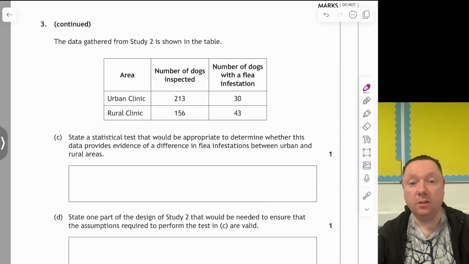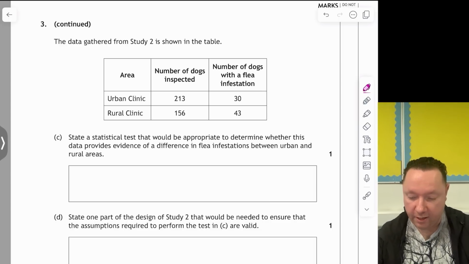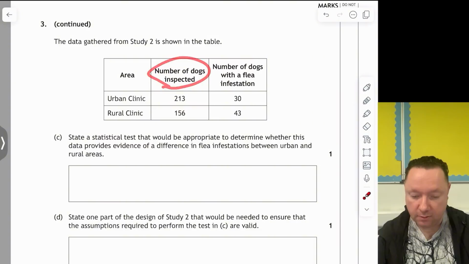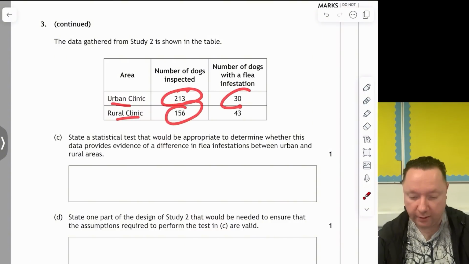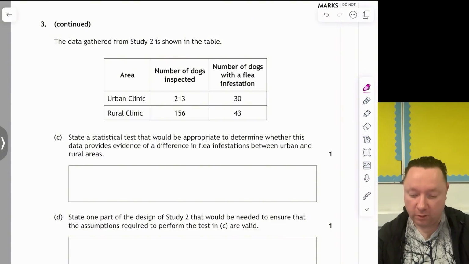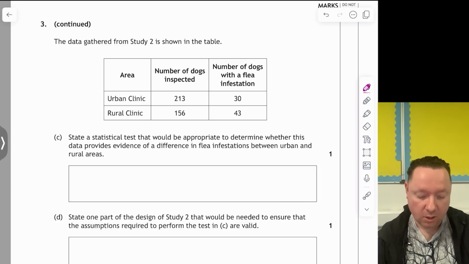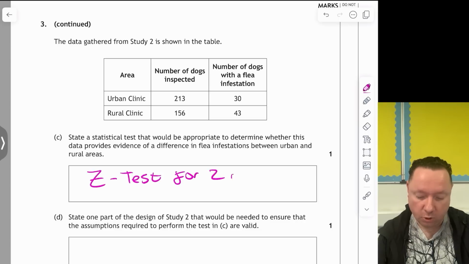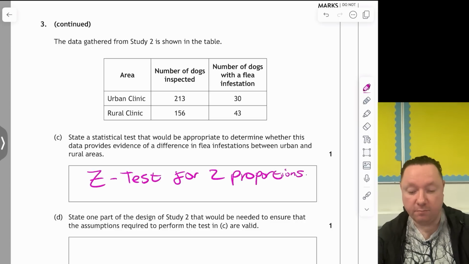The data gathered for study 2 is shown in the table. So we've got area, number of dogs inspected, number of dogs with a flea infestation, urban, rural, and then just the totals here and here and here. State a statistical test that would be appropriate to determine whether this data provides evidence of difference in flea infestations between urban and rural areas. There is only one test that is appropriate for categorical data, which is what this is, and it's a z-test. So that's our answer, z-test for 2 proportions. So basically what you would be looking at is the fraction that had infestations.